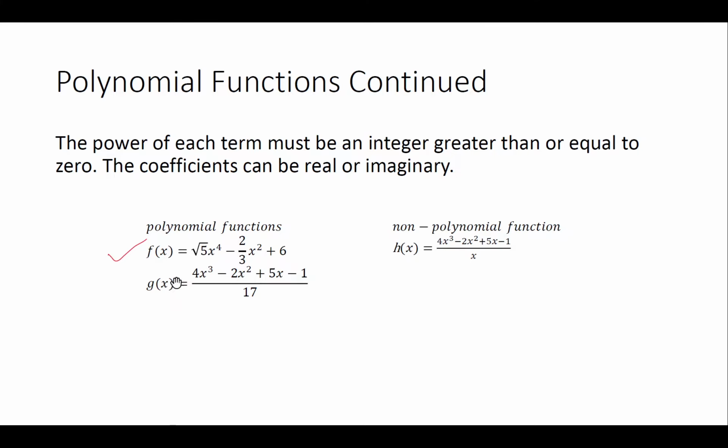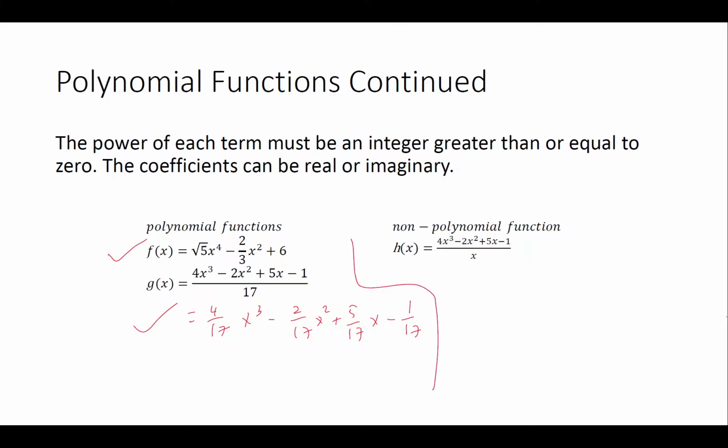For the second function g of x, again you can divide each of these coefficients by 17. So you can rewrite this as 4 over 17 x cubed, 2 over 17 x squared, 5 over 17 x, and finally 1 over 17. As you can see, the powers of x are just positive integers or a constant term. That's why it's a polynomial.